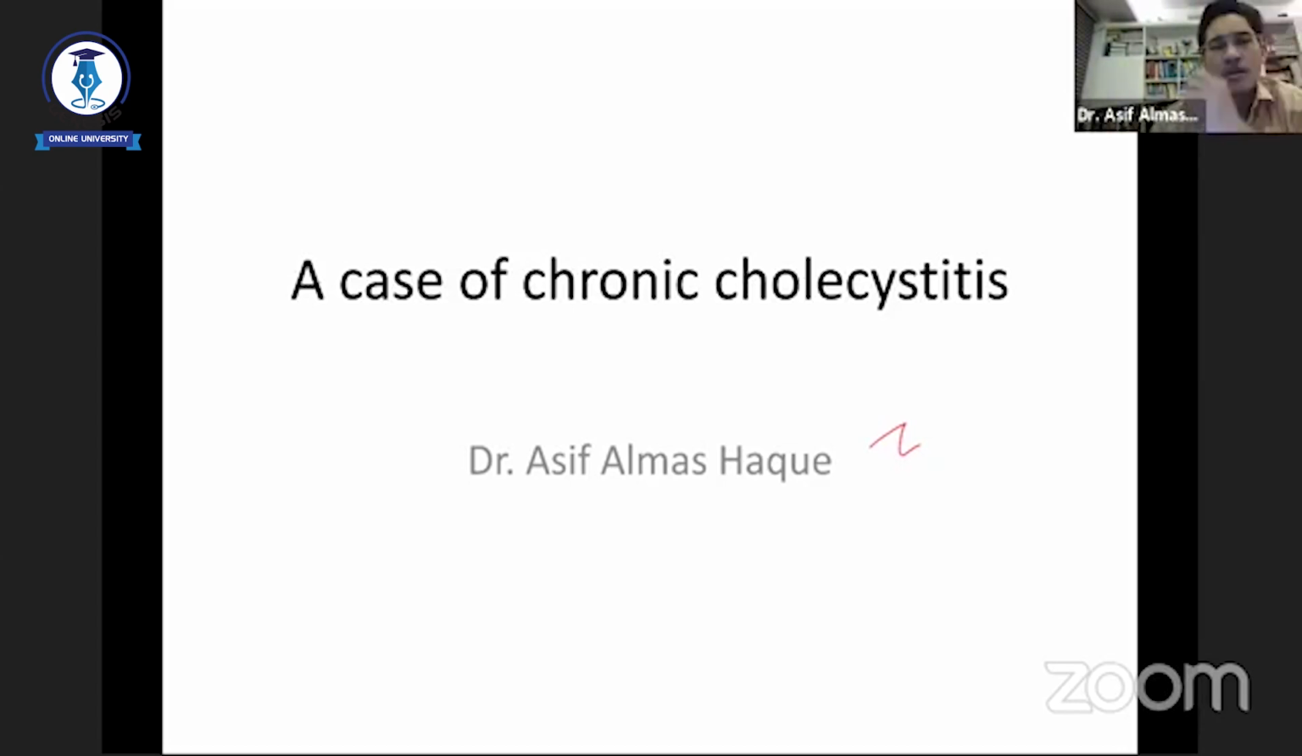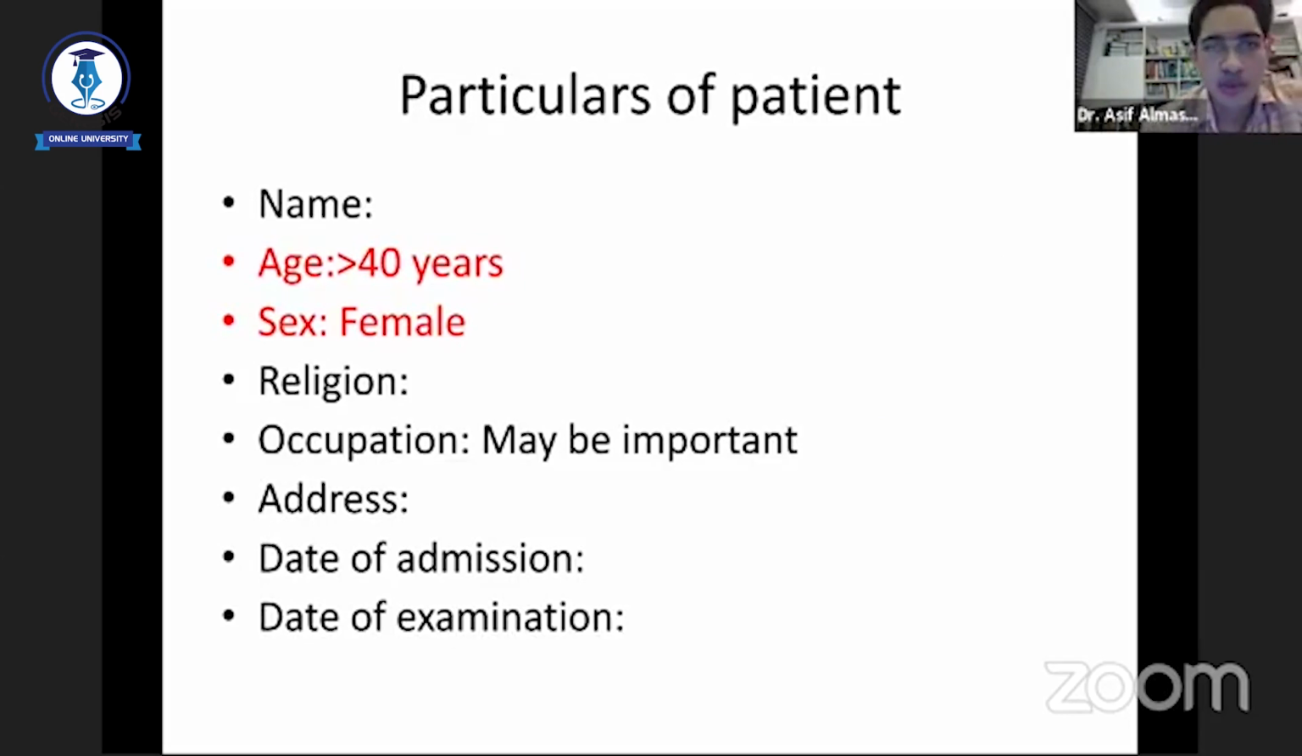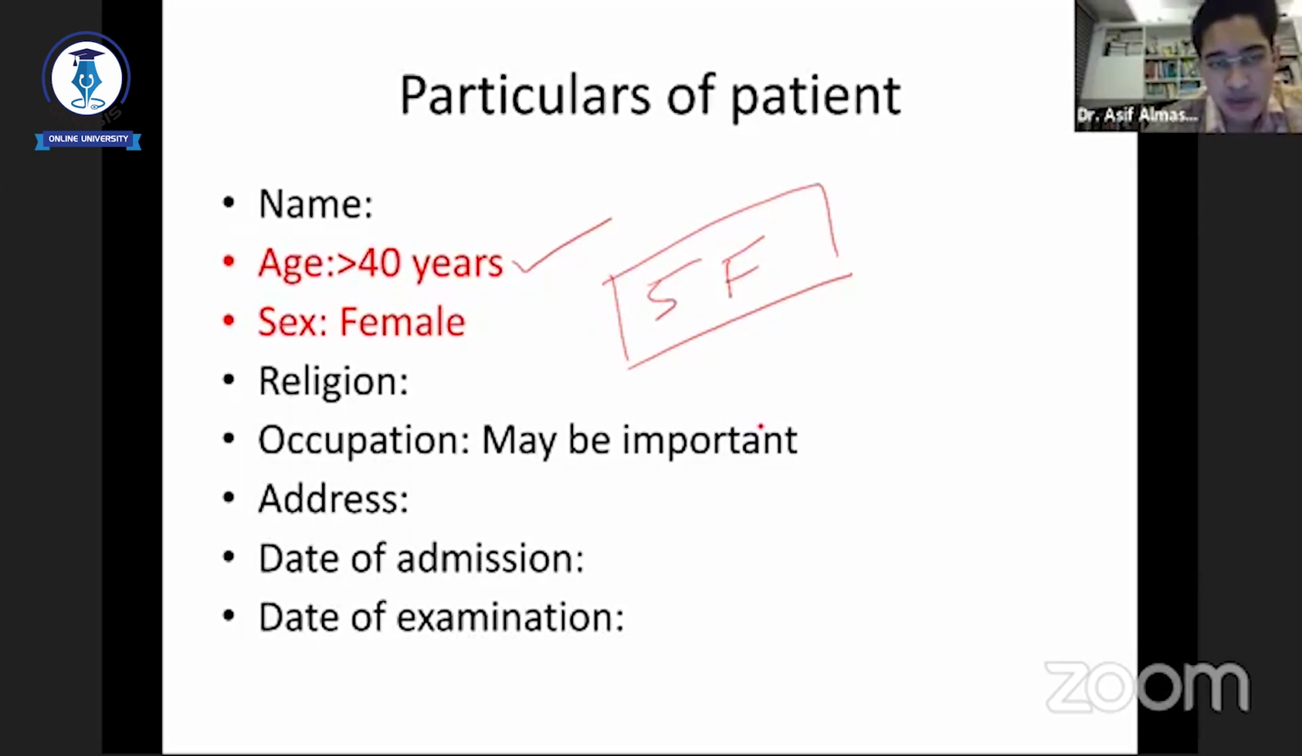Now, we start with, as usual, the particulars of the patient. Age may be important or may not be important, but as you remember the 5 Fs, if you remember it, that age of 40, female, fertile, fair, fatty patients are more prone to this sort of disease, but certainly males are equally prone to this disease. But usually, you may find quite a number of female patients who are above the age of 40 years.